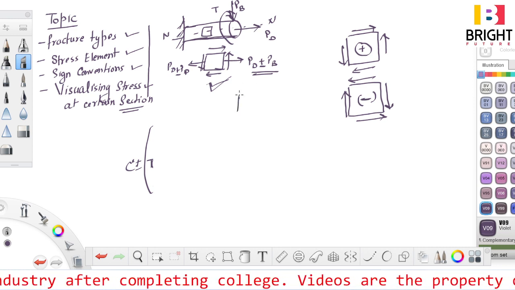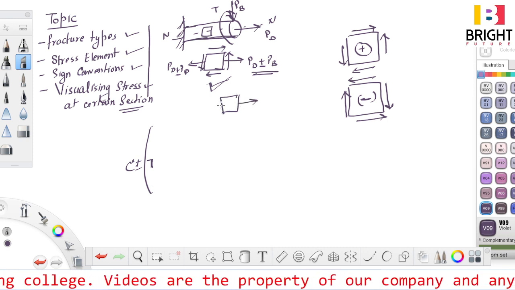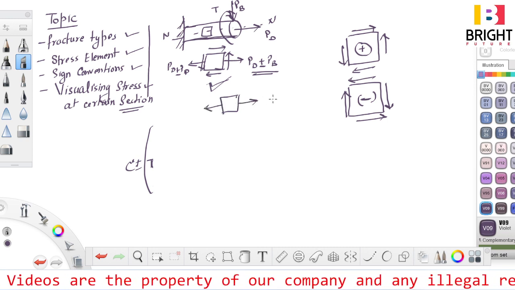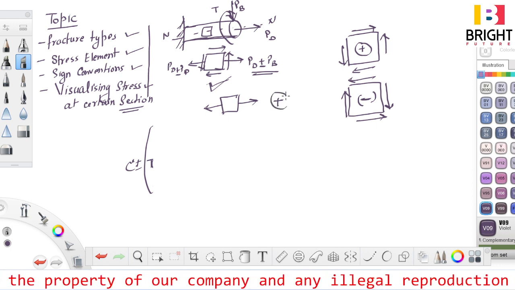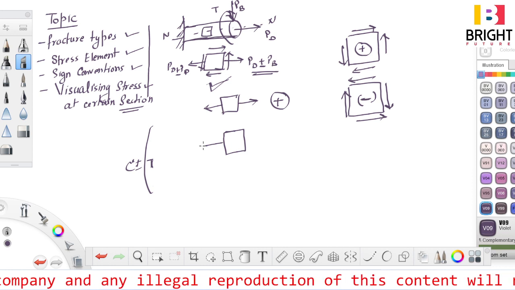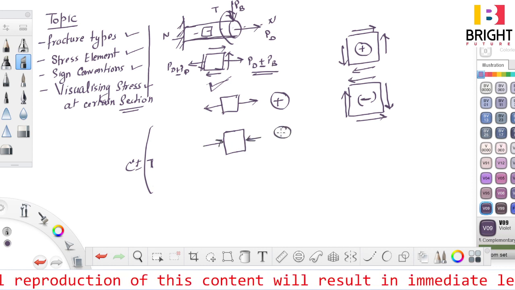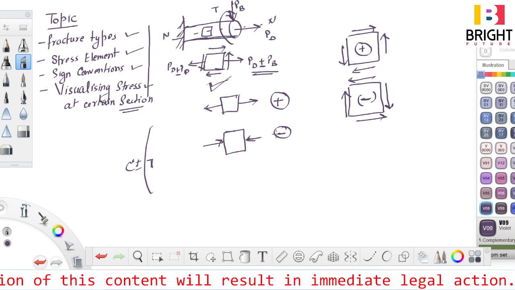Similarly, if the load applied is getting away from the material, the load is moving away from the material, then it is known as tension and it is considered positive. And if the load is towards this stress element, then it is known as compression and it is considered negative. This is another sign convention.